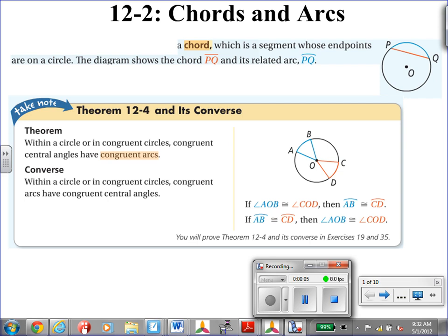Today we're going to talk about chords and arcs. So, more circle things. A chord is a segment whose endpoints are on a circle, so it doesn't necessarily have to go through the center. You can see it there, P and Q would be a chord.